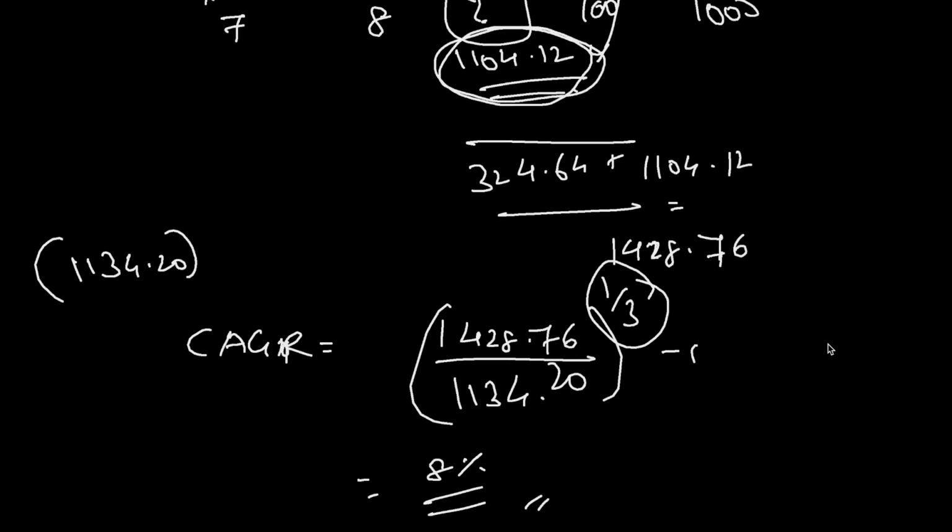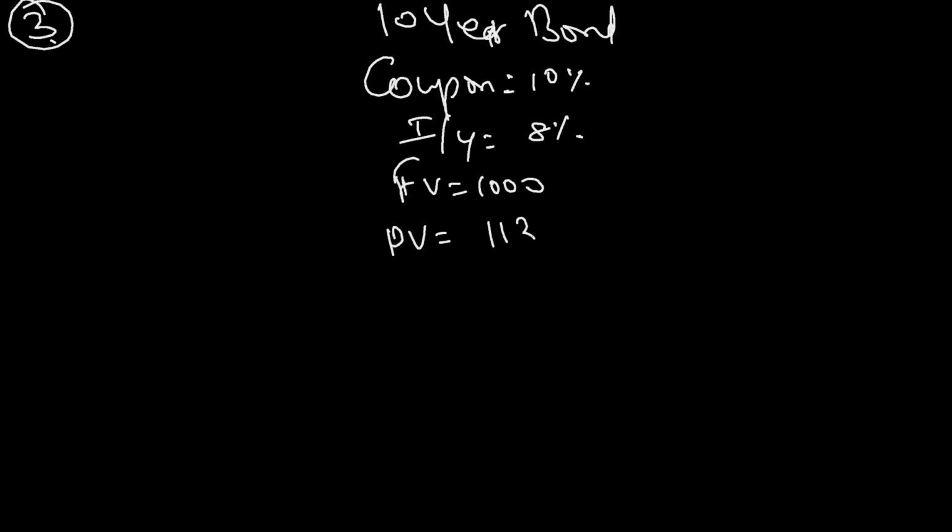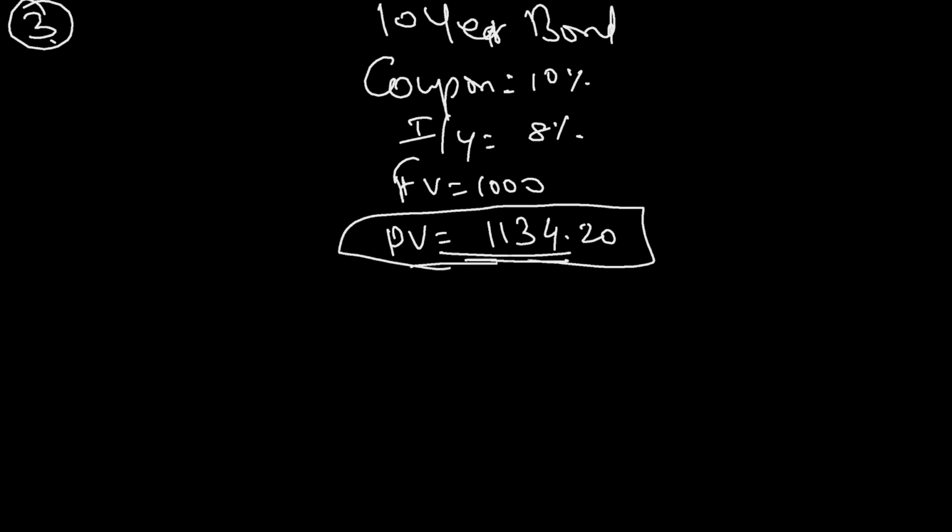So let's prove this point now. Third point: in order to prove the third point, let's do one more sum. 10-year bond, coupon is equal to 10 percentage, IY is equal to 8 percentage, future value is 1000 and present value is 1134.20. Again, we calculated this present value in the first sum itself.